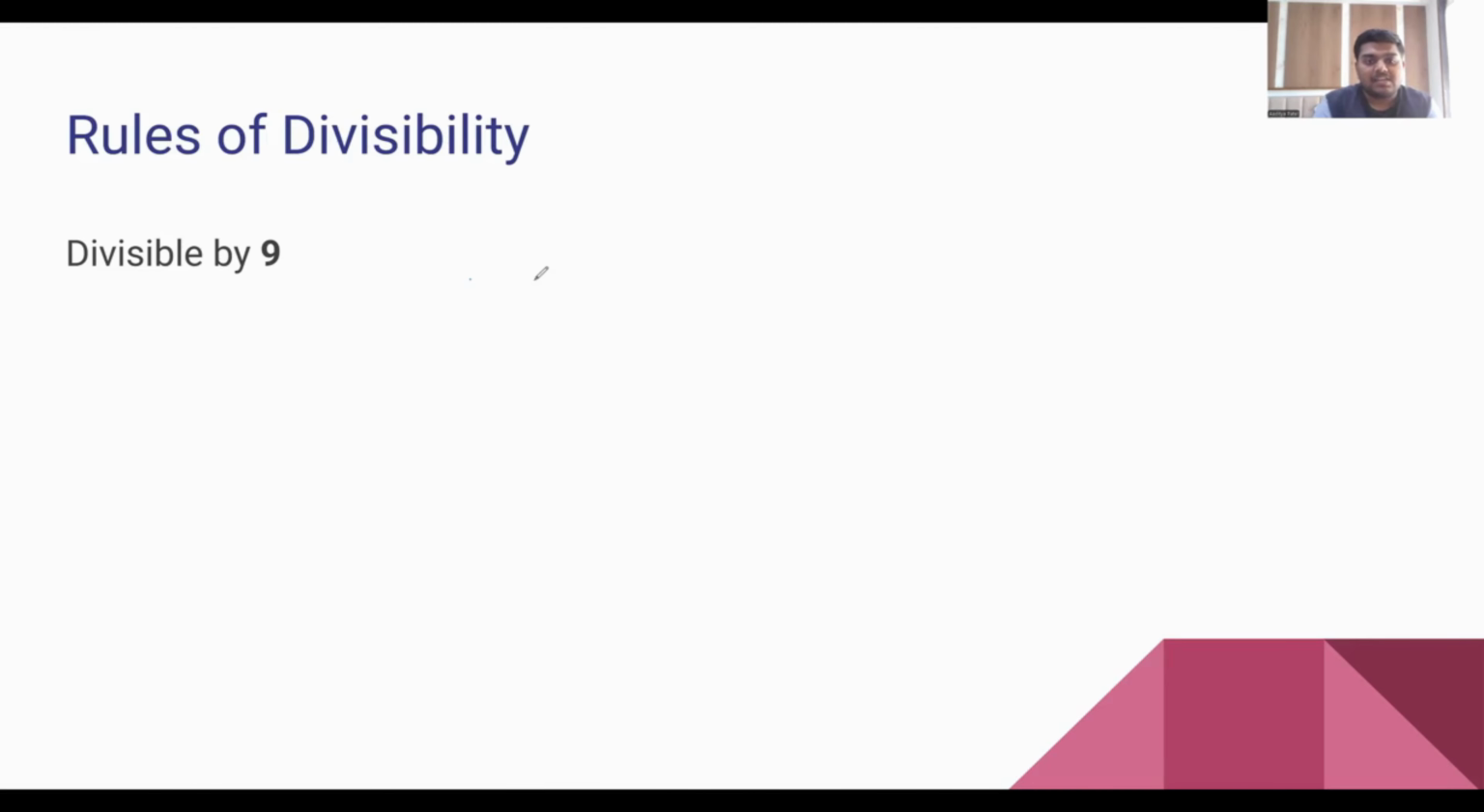For example, let us take the number 729,342. Now what is the sum of the digits? 7 plus 2, 9, 9 plus 9, 18. 18 plus 9 is 27. So this number is divisible by 9. So this is for the divisibility by 9.